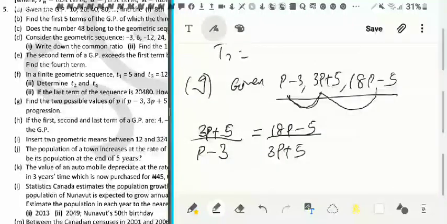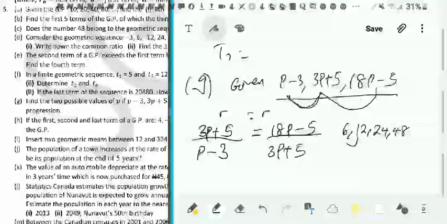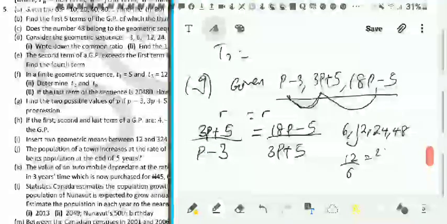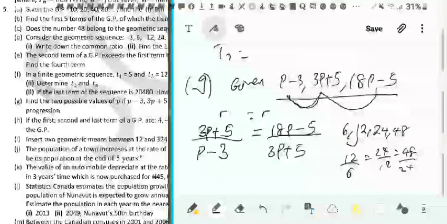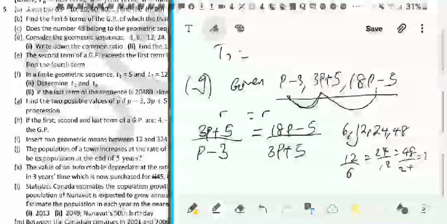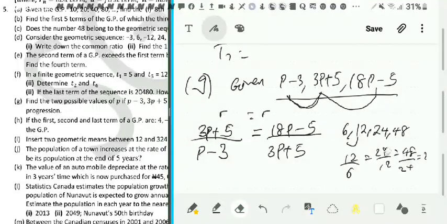Okay, so I hope you understand what I'm doing here. This one will give me R. This one will also give me R. If I had a GP now, maybe I had 6, 12, 24, 48. 12 divided by 6 is the same thing as 24 divided by 12. It's also the same thing as 48 divided by 24. Each of them will give me 2. That's why I'm equating these ratios to one another.